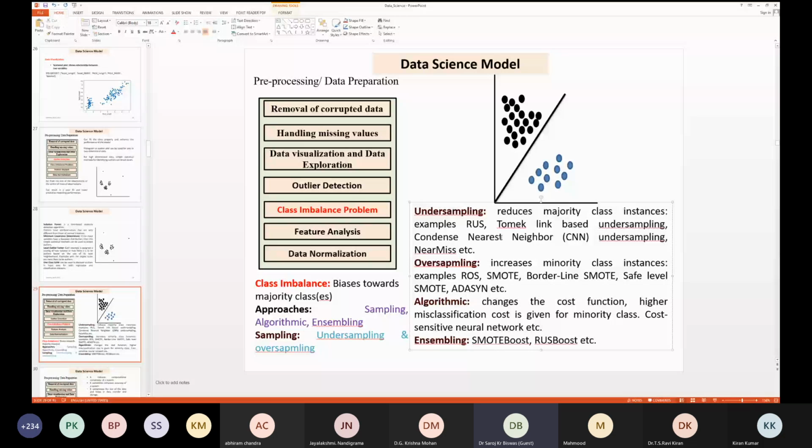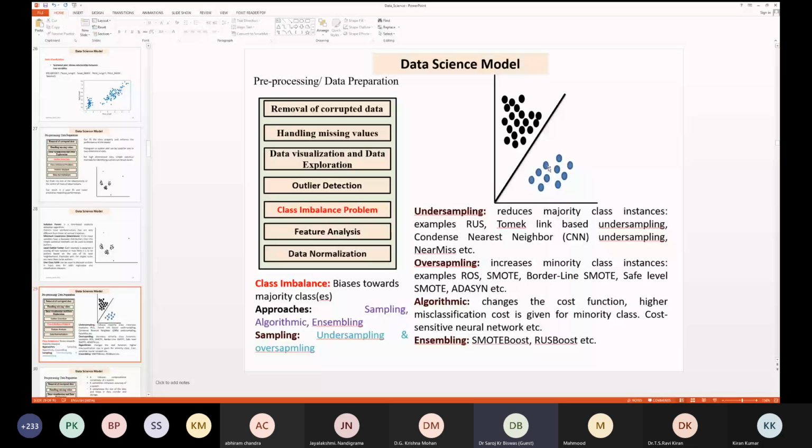It changes the cost function, because whenever a pattern is misclassified during learning, a misclassification cost is given. A higher misclassification cost is given for the minority class, because this minority class gets less chance in the learning. So whenever a mistake is made on the minority class, the impact of that during training is given more weight, so that some kind of balance can be drawn. That kind of approach is called the algorithmic approach.